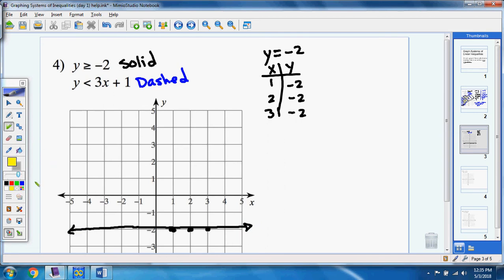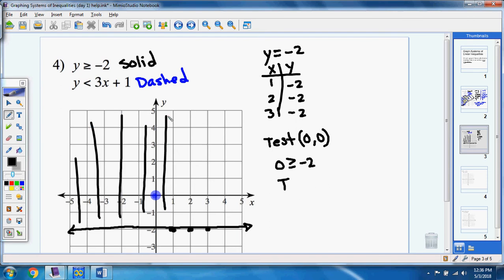I'm able to test the origin. So according to the original problem, that would be 0 is greater than or equal to -2. That is a true statement. For my first line, I'm going to shade here. Again, we get close, but we don't pass the line. Y is greater than or equal to -2.